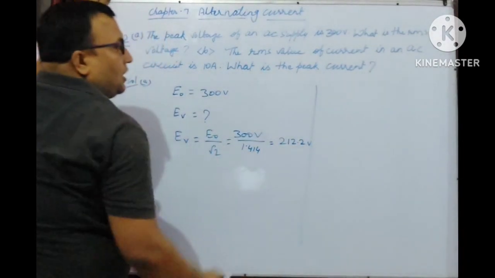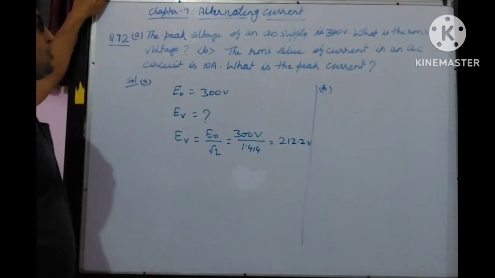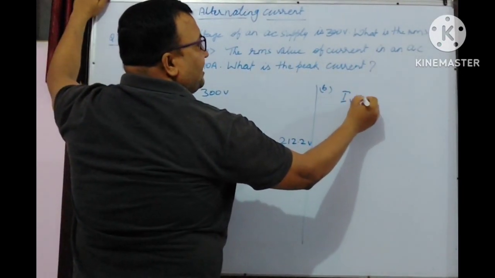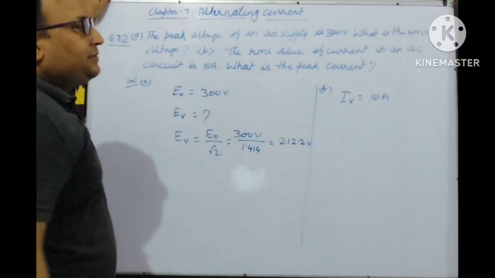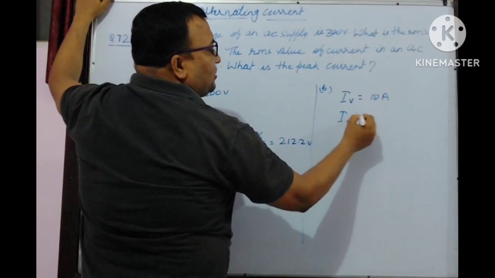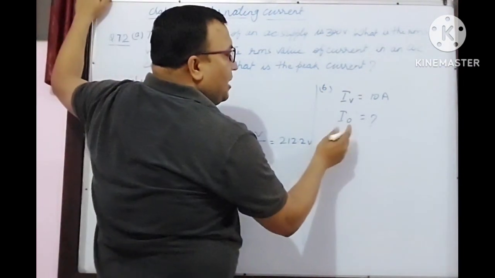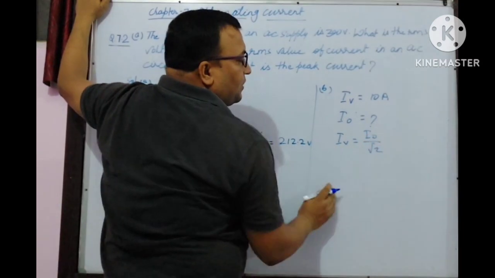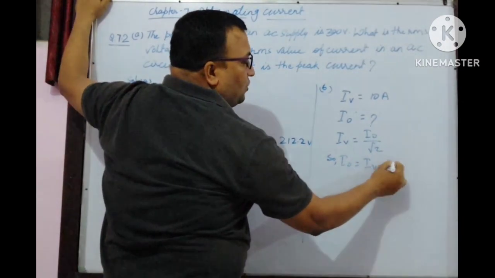Now, if we are going to come to the question number 2, that is our question number B. What is the question number B saying that? The RMS value of a current means IV is given of AC circuit is 10 ampere. That is a 10 ampere. Very clear? Okay. Asking that what is the peak current? Asking that I0 equal to what? Very simple. It is also the formula based question. What is the formula? Formula is saying IV equal to I0 by root 2. So I0 equal to IV into root 2.